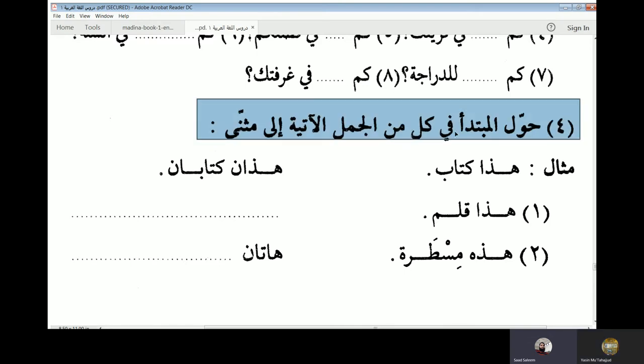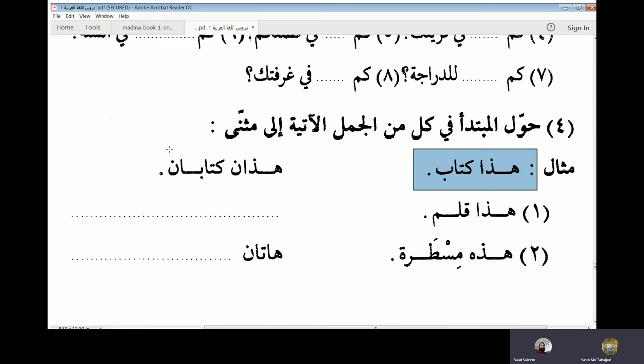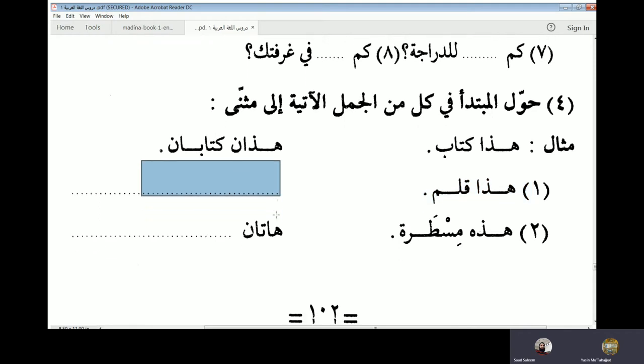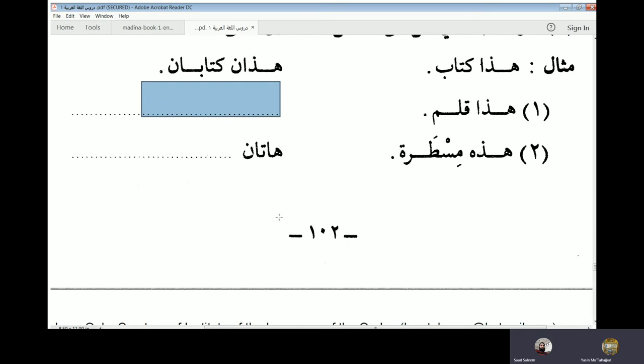Question number 4. Ghayyir al-mubtada fi kulli min al-jumal al-atiya lil-muthanna. Change the subject in all of the following sentences into the dual, Musna means dual. Okay? So, hadha kitabun. This is a book. So its dual will be hadhani kitabani. These two are books. Okay. Hadha kalamun. And then it will be hadhani kalamani. Okay.